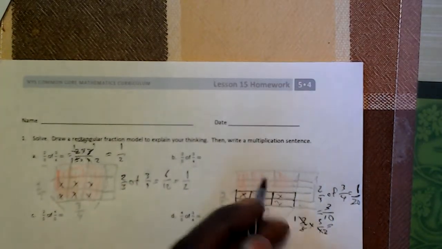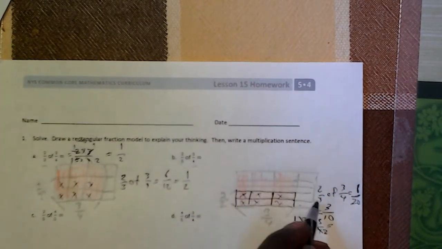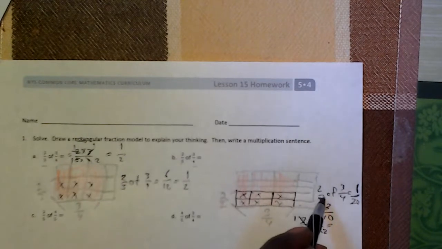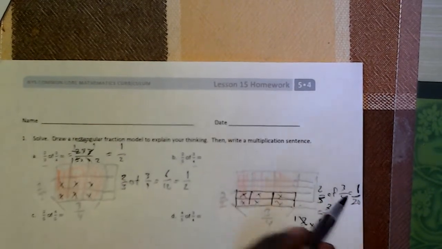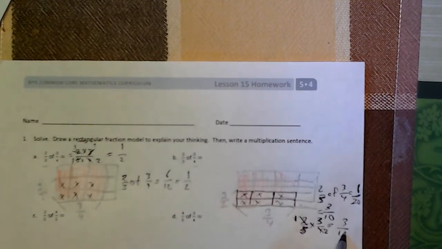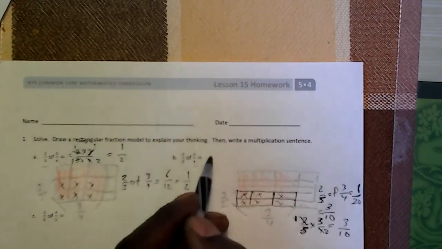Oh, sorry, baby. I wrote the wrong number, right? I said that should be 2/5, right? Equals 1/20. So this should be 5, okay? And this should be 3. So we can only reduce this side. Okay. So 1 times 3 is 3, and 5 times 2 is 10. Okay? So we write our sentence here.